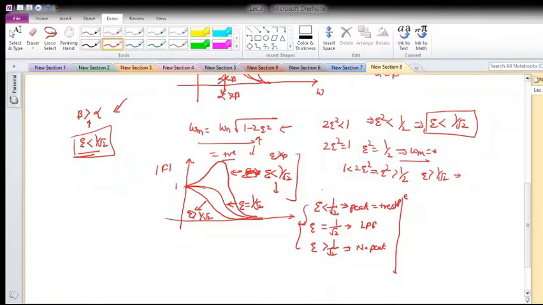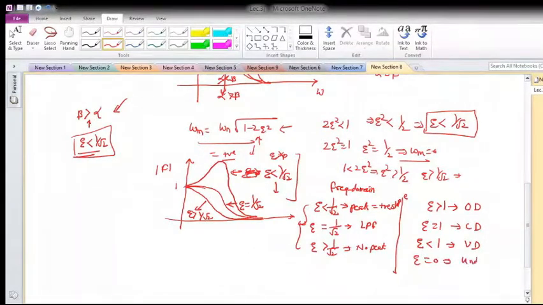This is in the frequency domain. Let me define it in the time domain also. What was the condition? When zeta was greater than 1, the response was overdamped behavior. When zeta was equal to 1, the response was critically damped. When zeta was less than 1, the response was underdamped. And when zeta was equal to 0, it was oscillatory, or let me write here, undamped behavior.